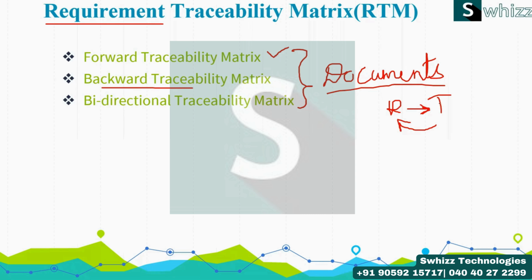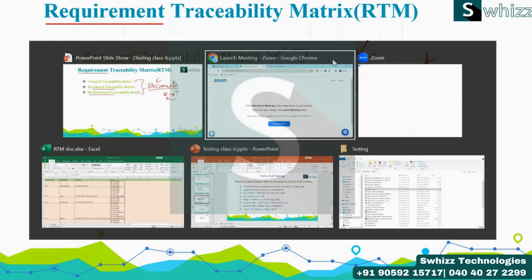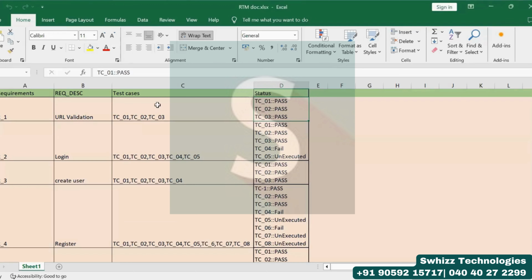The mapping of the requirements to the test cases, and test cases to the requirements, together is called the bidirectional traceability matrix. I'll show you a sample document for this RTM or CRM. So I'll show you here. This is the way, as a test engineer, you have to write or prepare the RTM document.